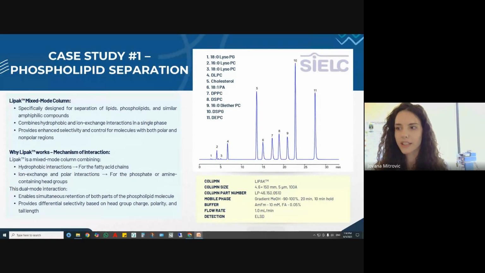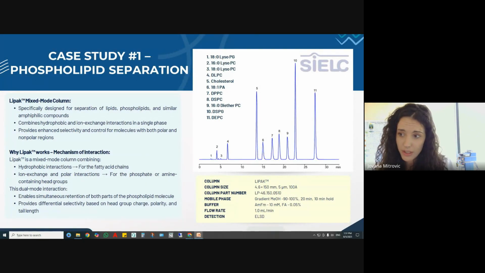So let's take a look at the chromatogram on this slide and talk about the results we achieved using LIPAC mixed mode columns. So first, let's set the stage with the experimental conditions. We ran this separation using a gradient of methanol from 90% to 100% with a buffer of ammonium formate and formic acid to support ion exchange interactions. And this setup allowed us to explore both hydrophobic and ionic retention mechanisms.